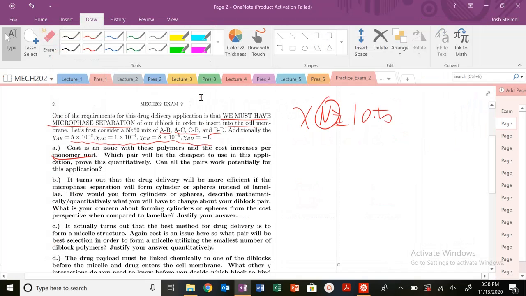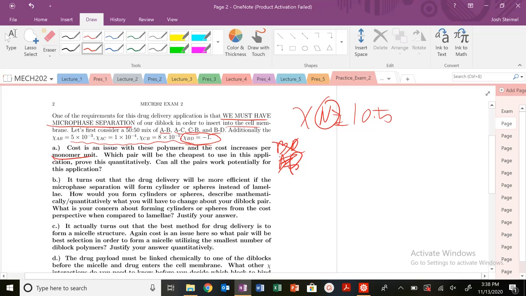So first off, can I ever get microphase separation if my chi is negative? No. So BD is already out. Sorry about that. BD is already out, and my chi parameter is negative.